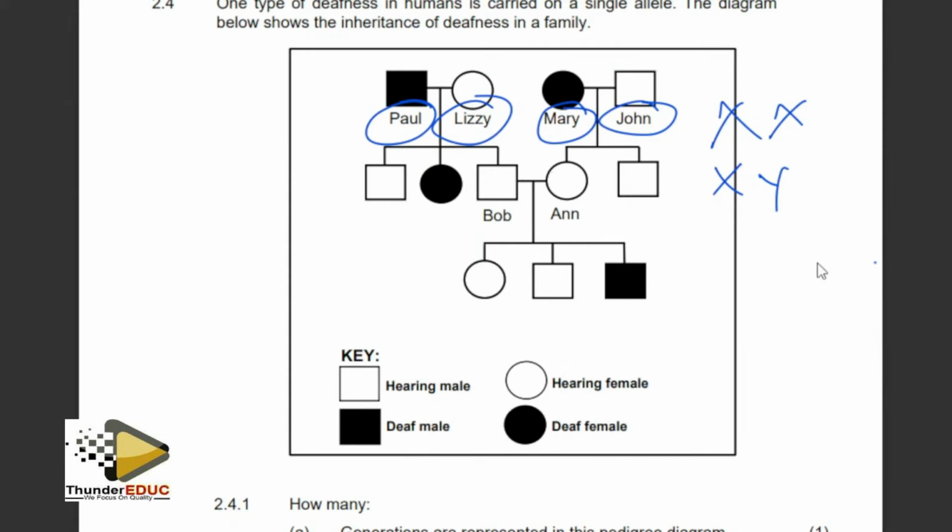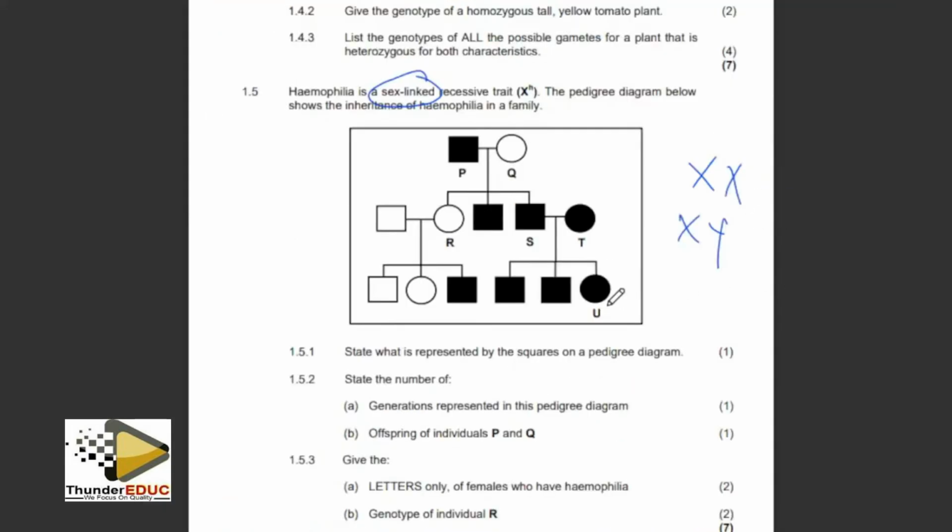How many generations are here? There are 3. 1, 2, 3. Then number 2, something can be caused by a recessive allele, or it can be caused by a dominant allele. Anyway, let's continue with this question.